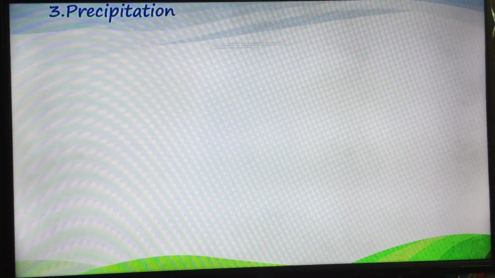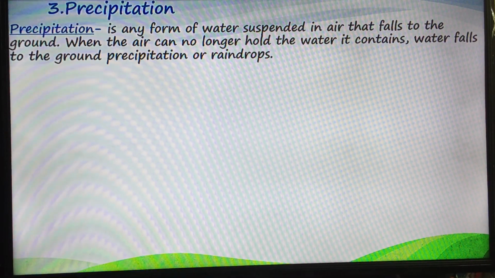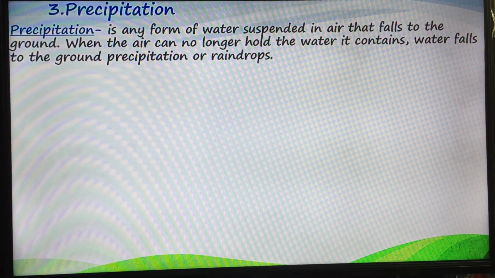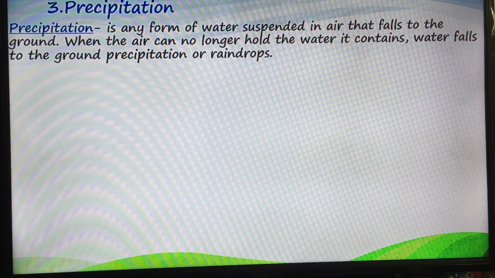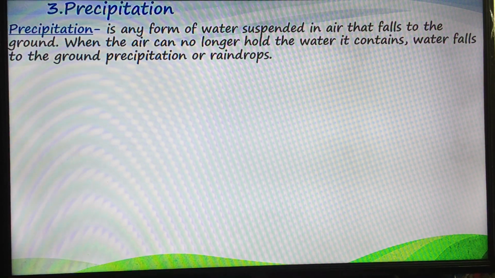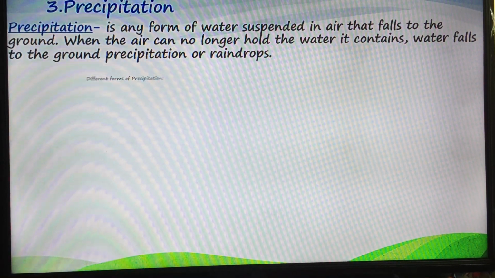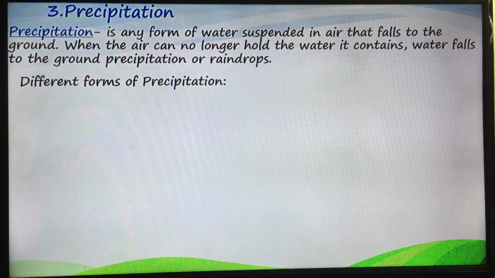Number 3 is precipitation. Precipitation is any form of water suspended in air that falls to the ground. When the air can no longer hold the water it contains, water falls to the ground as precipitation, or as raindrops. There are different forms of precipitation.